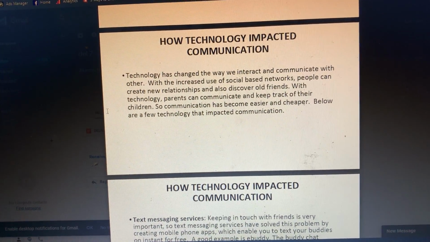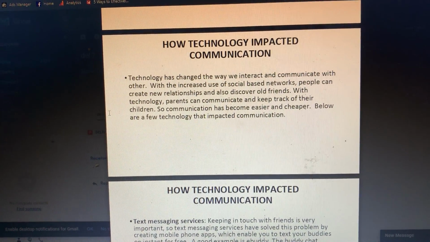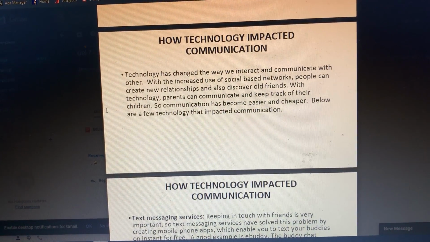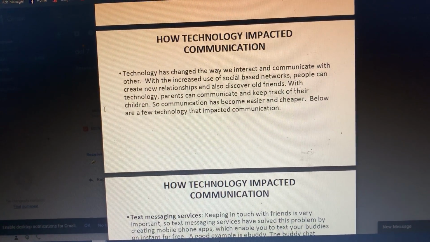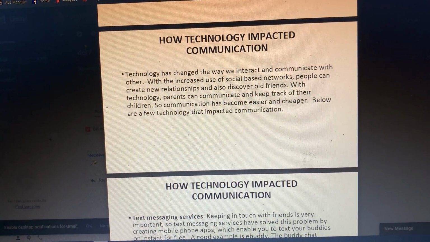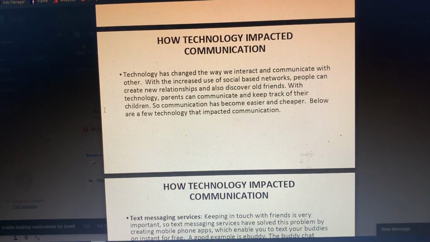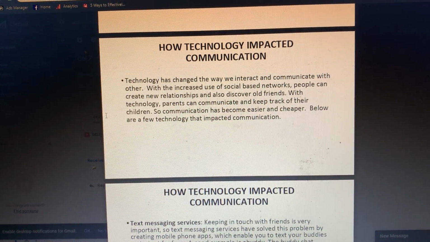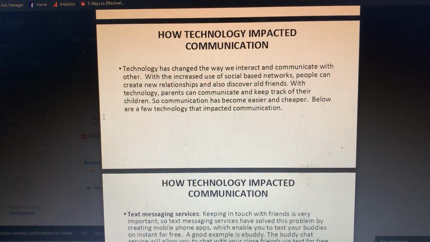With the increased use of social-based networks, people can create new relationships and also discover old friends with technology. Parents can communicate and keep track of their children, so communication has become easier and cheaper. Below are a few technologies that impacted communication.